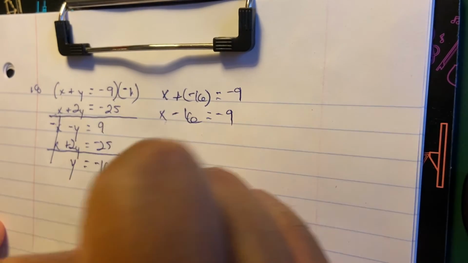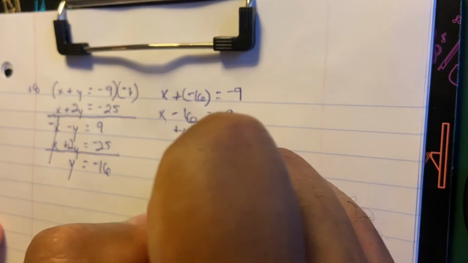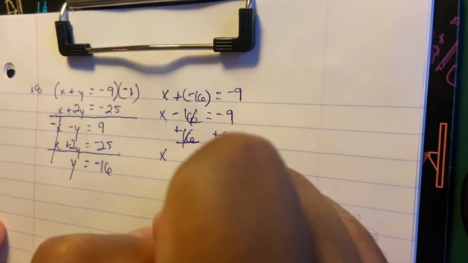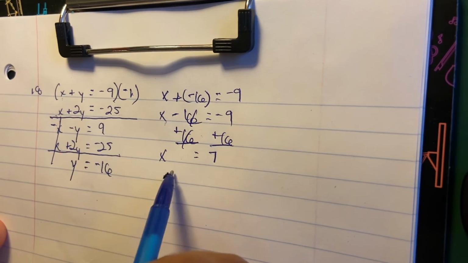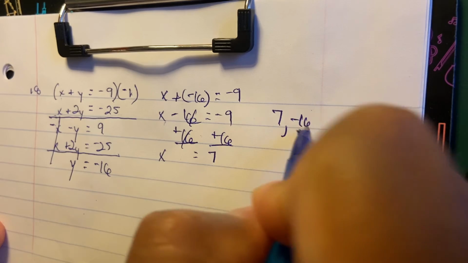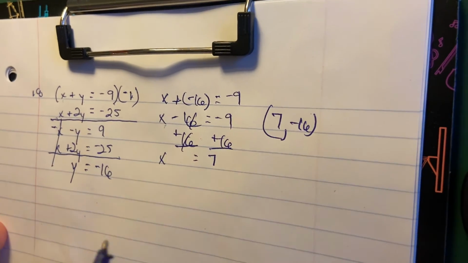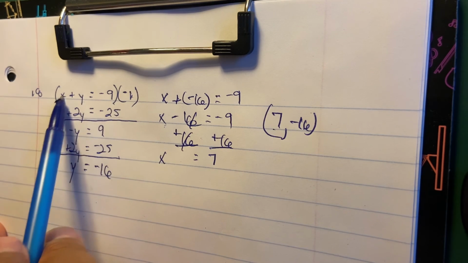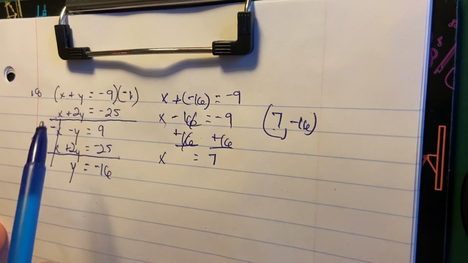And then I solve for x by adding 16 on the left side and adding 16 on the right side. So I got x equals 7. So my x value is 7, my y value is -16. And what you can do with a problem like this is make sure that the answer is correct by checking your work, by plugging in this x value and this y value into both equations to make sure that it gives you a true statement.